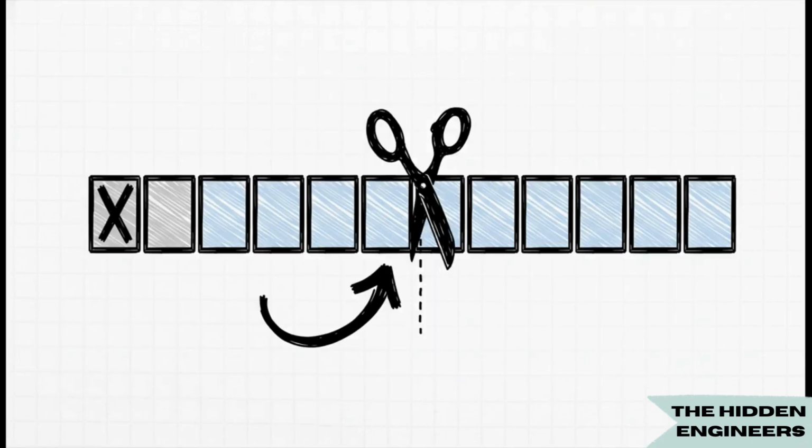So how does it get all that incredible speed? Well, instead of checking one by one, binary search uses what's called a divide and conquer strategy. With every single check it makes, it gets to eliminate half of the remaining elements.